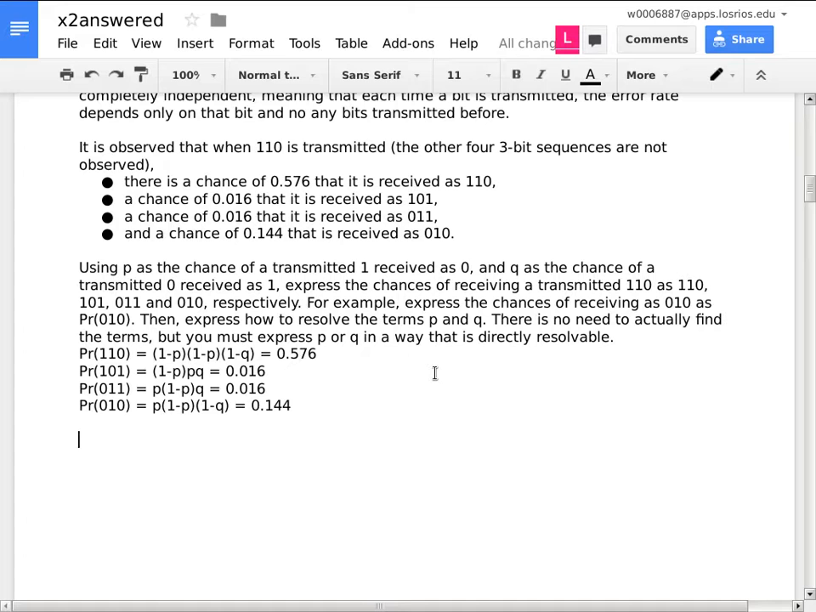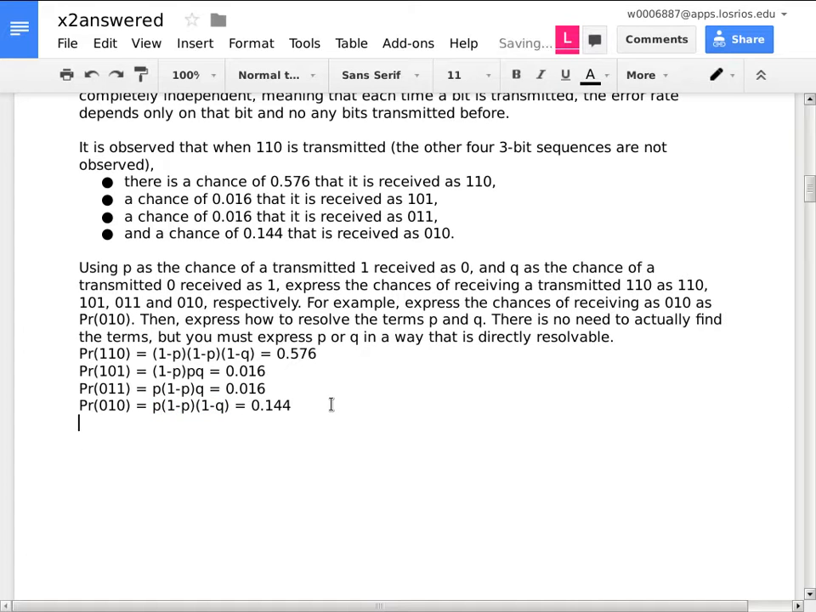To resolve the probability of 0, 1, 1 and the probability of 0, 1, 0, you can divide them and figure out what Q is. But what about between the first and the last? I look at this one and the last one, because they are almost identical, except one has 1 minus P and the other has just P. The probabilities of 0, 1, 1 and 0, 1, 0 are almost identical, except one has Q and one has 1 minus Q, but that's okay too. It's all the same. They resolve the same way.